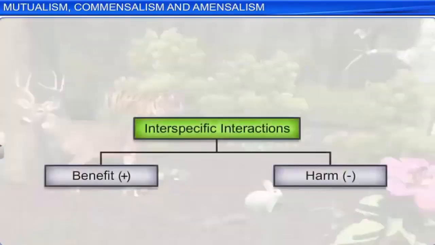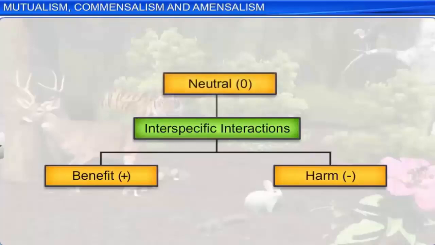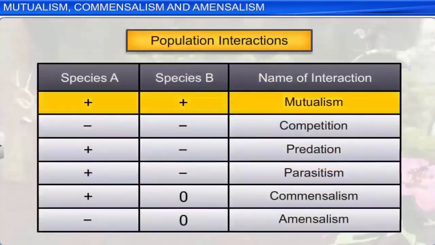Such interactions may benefit, harm, or have a neutral effect on one or both species. In mutualism, both species benefit from the interaction, while in commensalism, the interspecific interaction is beneficial to one species and neutral to the other. In the case of amensalism, one species is harmed and the other remains unaffected. Let's begin with mutualism.